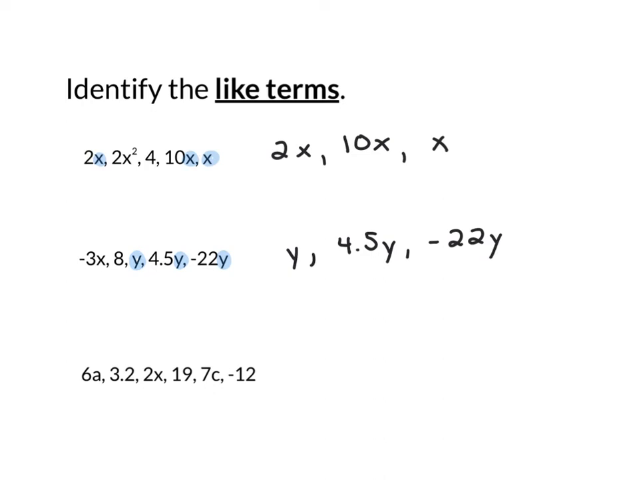All right, the last set. Look closely to see if you can find monomials that are the same. I'm noticing that a, x, and c are the variables, and those are all different. So the like terms are the numbers. Let's write them down. 3 2/10, 19, -12. Those 3 numbers, or monomials, or terms, are like terms.